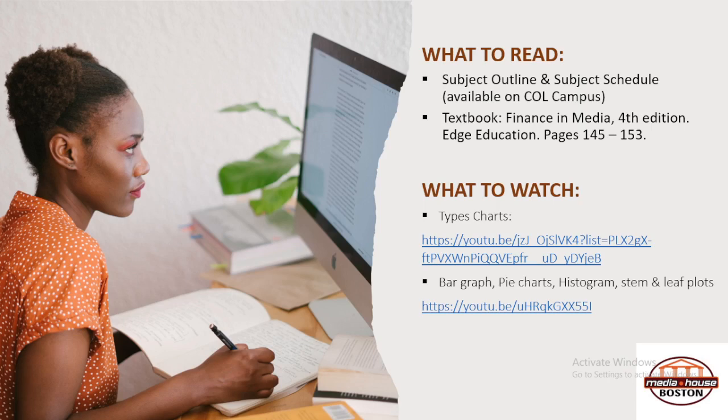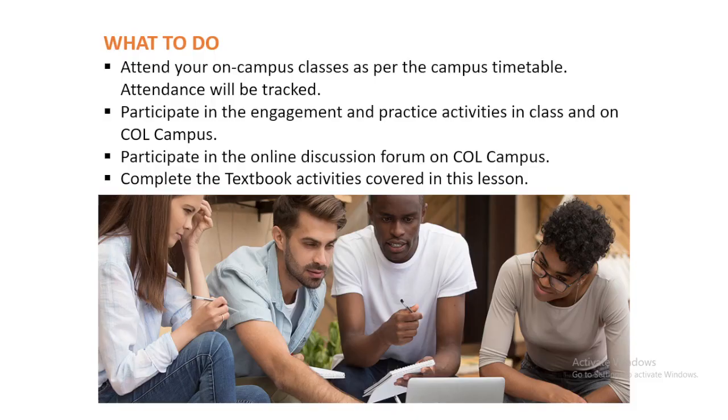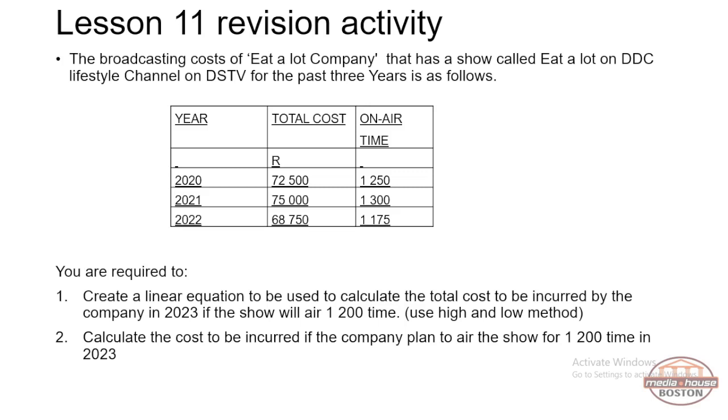So we've got different types of charts that are going to be covered in this lesson. So we will start from page 145 to 153, and some of the information or videos that you need to watch are those listed below, which some of them will be explaining the bar graph, pie charts, histogram, stem and leaf plot. But before we start with our lesson for today, I would just like us to start by reviewing what we covered last week, which is also some of the things that is highly important that you understand before we start with lesson 12.